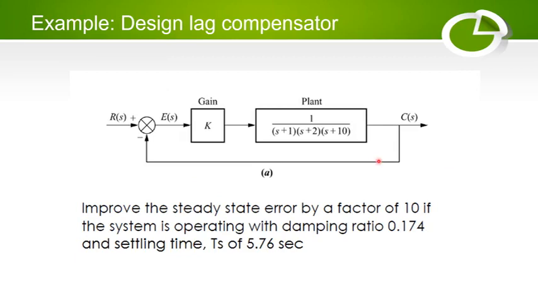To demonstrate how to design a lag compensator using the root locus method, I will use this example. Let us read the question. Given this system where the open loop transfer function is k over s plus 1 times s plus 2 times s plus 10, improve the steady state error by a factor of 10 if the system is operating with damping ratio of 0.174 and settling time of 5.76. I will explain how to answer this question and go through the design procedure shown in the previous slide.